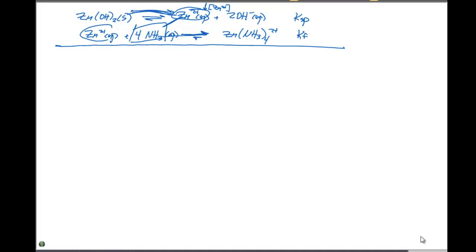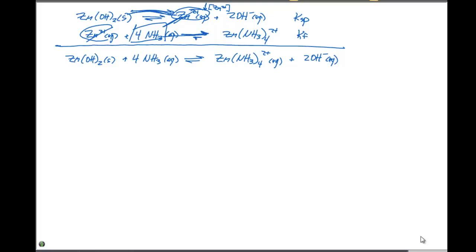To set up the overall reaction, Zn2+ exists as a product in the first reaction and a reactant in the second reaction. So for all intents and purposes, we can cancel those out. This gives us an overall equation of Zn(OH)2 solid plus 4 equivalents of NH3 in aqueous solution in equilibrium with our complex ion, Zn(NH3)4 2+, plus 2 OH-.